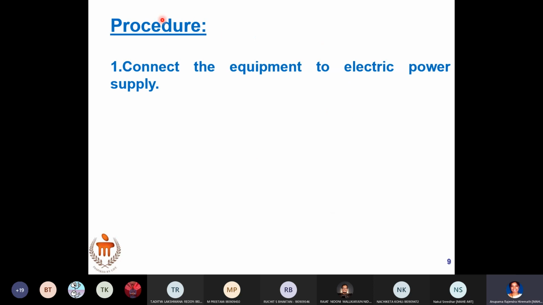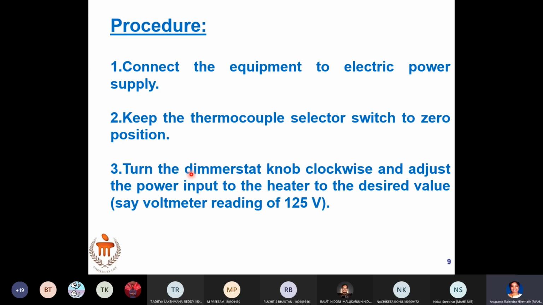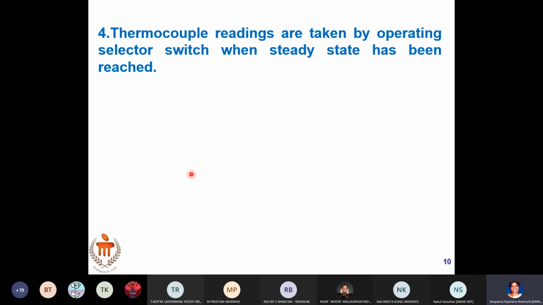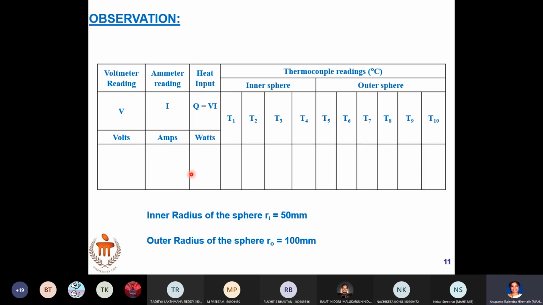How are we going to conduct the experiment? We'll connect the equipment to the electric power supply first. Keep the thermocouple selector switch at 0 position initially. We have to turn the thermostat knob clockwise and adjust the power input to the heater to the desired value. Say a voltmeter reading of 125 volts is selected here. Thermocouple readings are taken by operating the selector switch when steady state has been reached. You have to repeat the experiment for different power inputs to the heater. Finally, switch off the power supply.